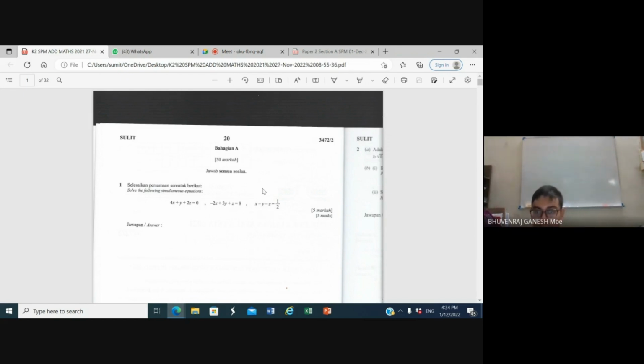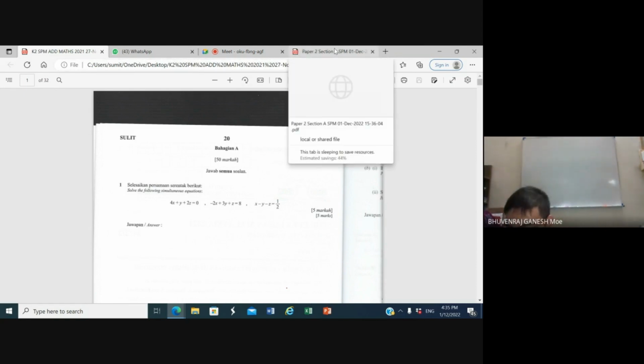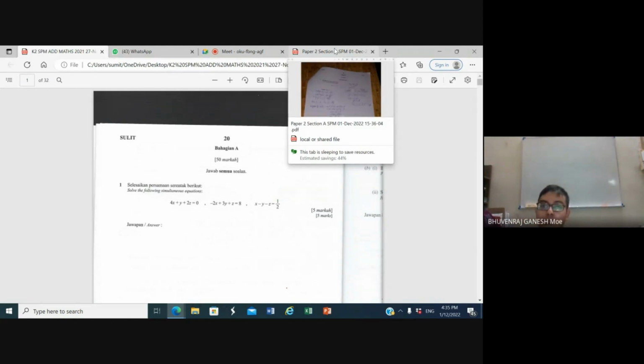So that is chapter 3, Form 4. That one is different from quadratic. You must differentiate. Quadratic is chapter 2, Form 4. This one is chapter 3, Form 4, after quadratic. So this is simultaneous equations. What I will do is show my solution, then I will tell you where the marks are coming from. So this is how we'll start.